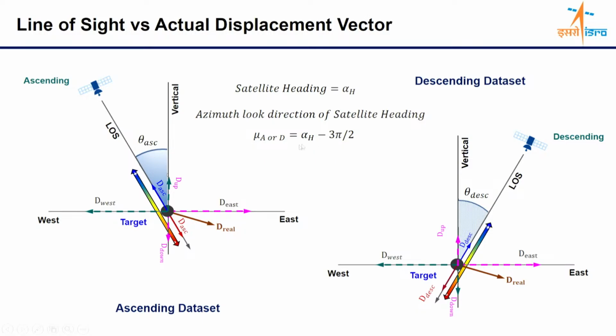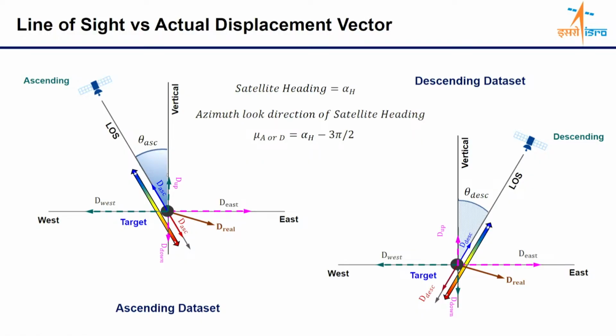Another angle is called the azimuth look direction, generally denoted by mu. So mu is related to the satellite heading itself: mu equals satellite heading minus 3 pi by 2, meaning 270 degrees. This is applicable for both ascending and descending passes. So the azimuth look direction for the ascending data is equal to the satellite heading of the ascending minus 270 degrees, and for the descending, again the satellite heading in the descending minus 270 degrees.